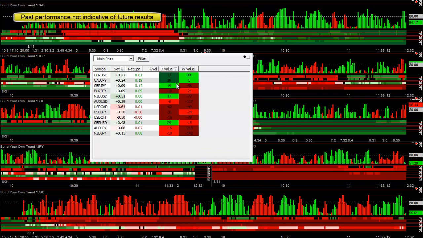And you can just sort, and this tells you which currencies are above the previous day's point of control, the previous week's point of control, and if it's dark green or dark red, it's above the previous day's or previous week's upper or lower value area.